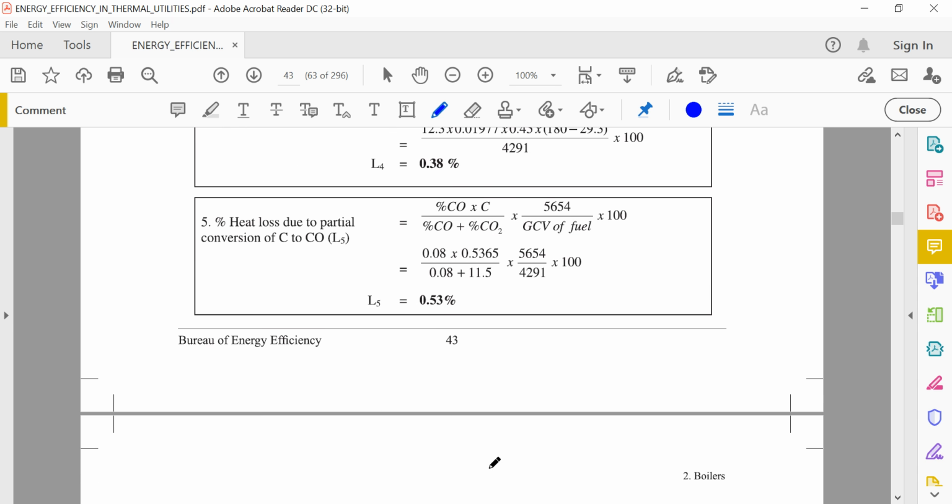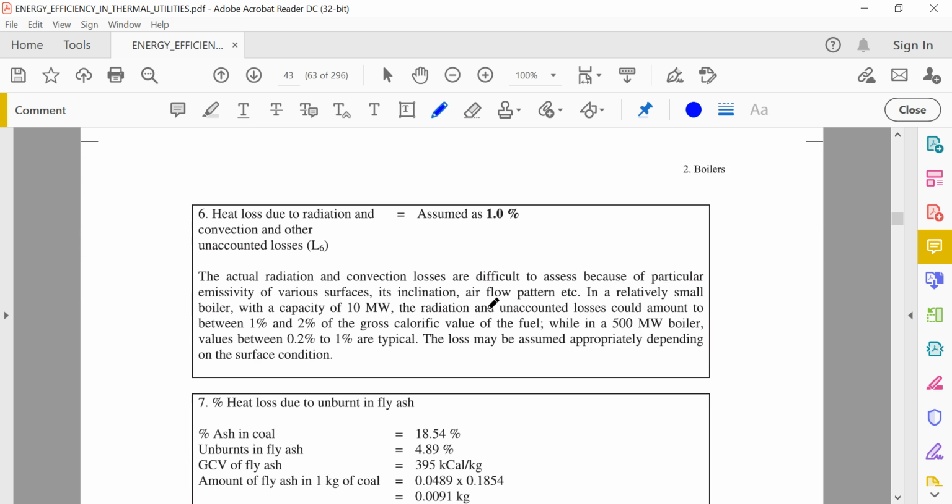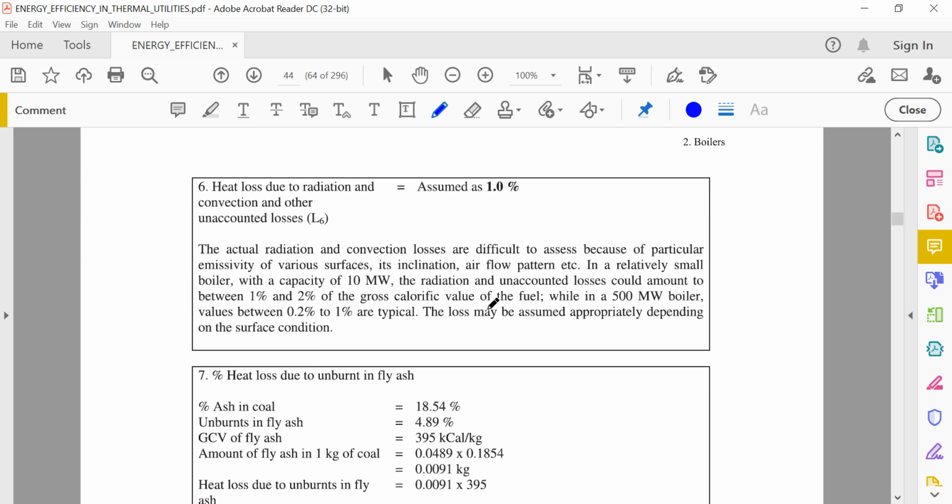So the next loss is due to partial conversion of carbon to carbon monoxide. The formula is given here already. Putting in the values, we are getting 0.53% loss due to conversion of carbon into carbon monoxide.